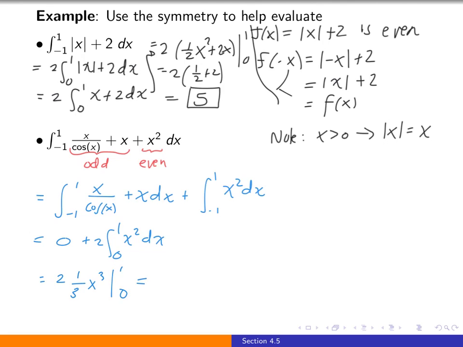If you plug in 1, you get 2/3. Subtract away what you get when you plug in 0. So the value of this definite integral using symmetry was 2/3.